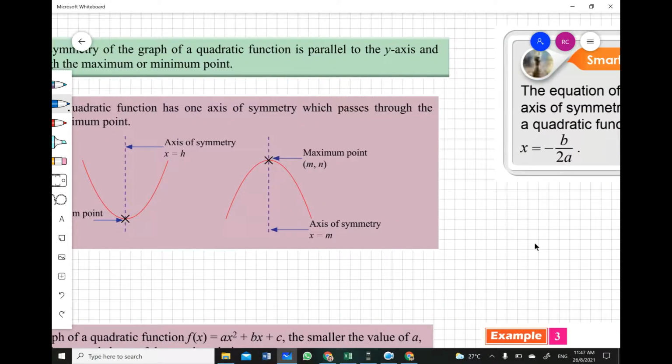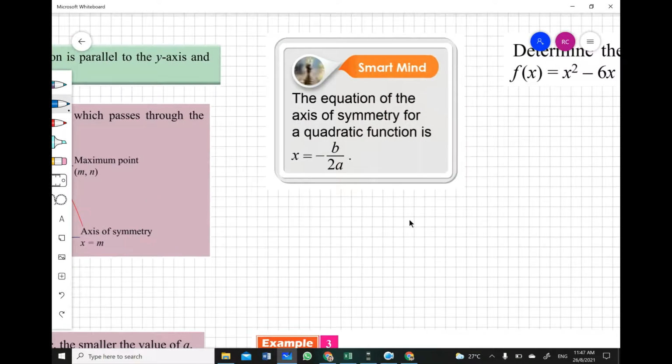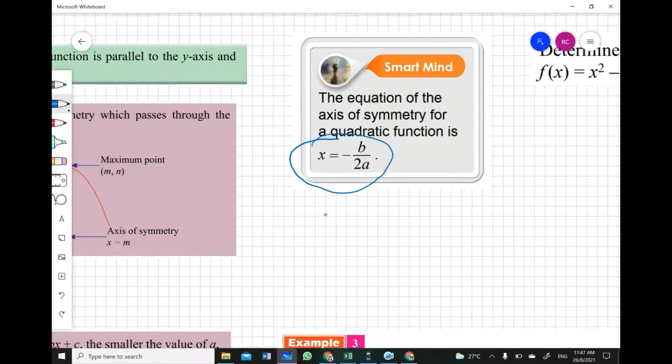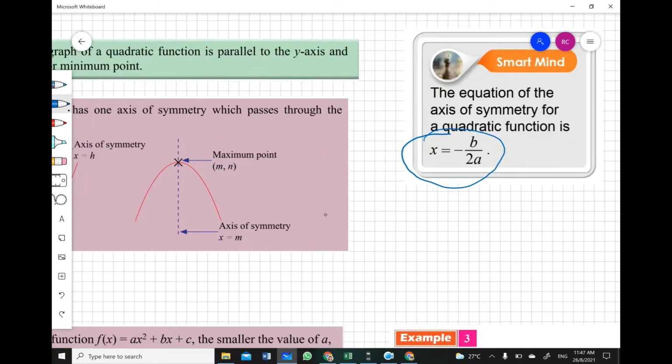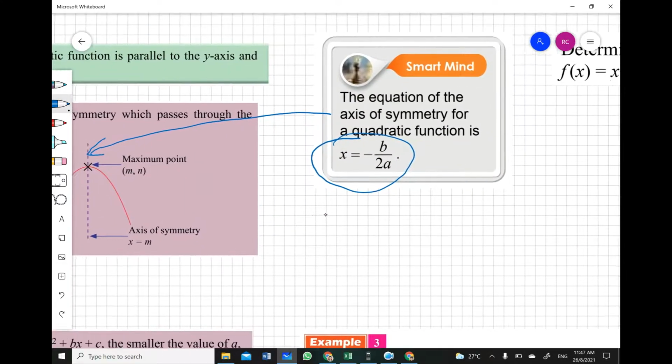Now this one I need you to memorize. I'm not sure whether you have memorized it already or not. The equation of the axis of symmetry for a quadratic function is x = -b/2a. You need to memorize this. Get ready for SPM. So we can get this axis of symmetry by using the quadratic function. For example, we can apply this to a question like this also.